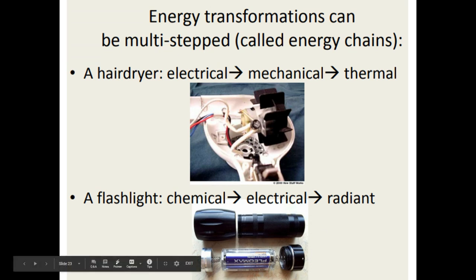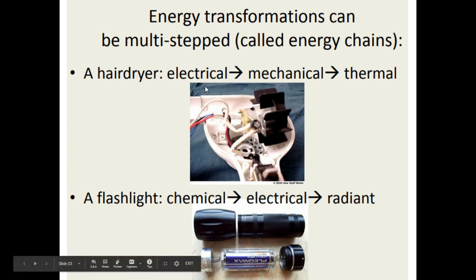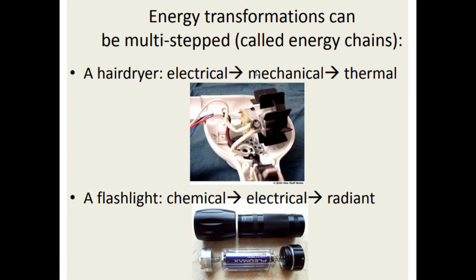So energy transformations can also be multi-stepped. When the energy transformation is multi-step, that's called an energy chain. For example, in a hairdryer, we have electrical energy from our wall. That electrical energy turns into mechanical energy, which spins a turbine, which then can convert it into thermal energy, which makes the air warm that passes through it.